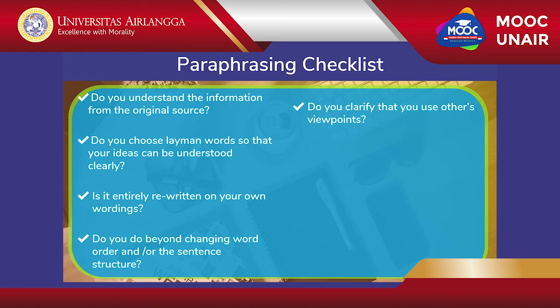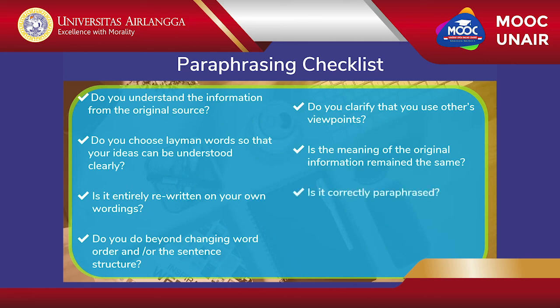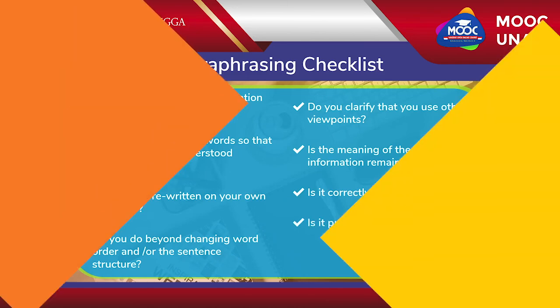The final two items should be your final checks. Ask yourself after you're done if it is correctly paraphrased. If you think it's not, then try redoing the checklist to see what you did wrong. If you are sure that you paraphrased it correctly, the final step would be to make sure that you cite it correctly as well.